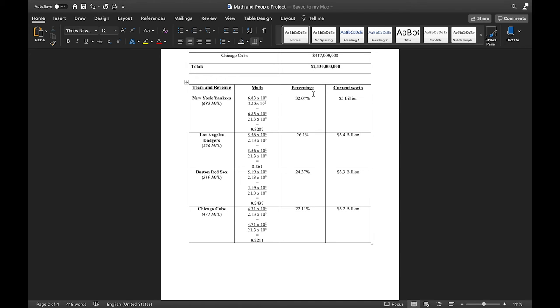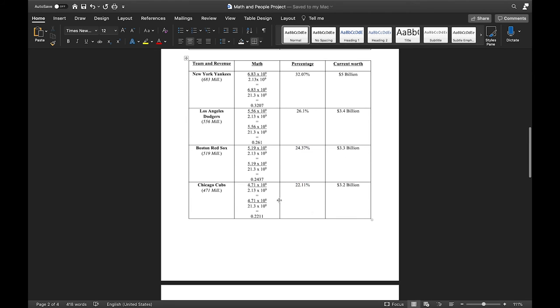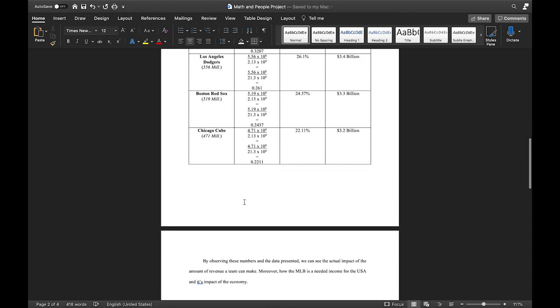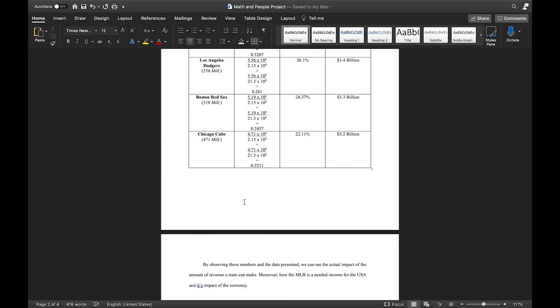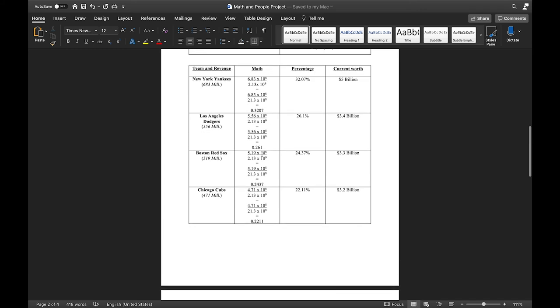I did the calculations, and the New York Yankees' revenue is 32.07% of the entire number. For the Los Angeles Dodgers it is 26.1%. For the Boston Red Sox it is 24.37%. And for the Chicago Cubs it is 22.11%. I put these numbers here because I thought they would show the impact of the amount of revenue that they make.